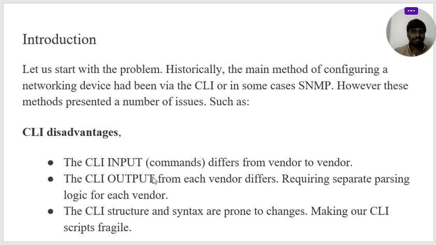Basically, coming to the introduction, CLI. For configuring network devices, we use the command line interface. CLI is nothing but a command line interface. Previously, the main method was CLI. Whatever the network device, we had to use this CLI only to configure it. In some cases we use SNMP. Previously we discussed SNMP, right?